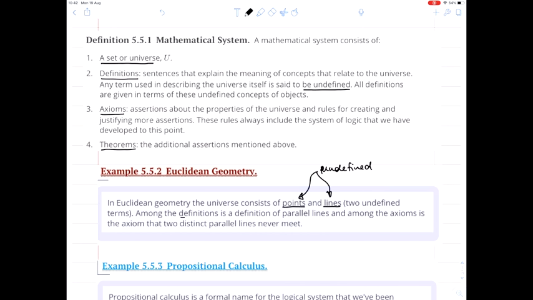And then you have some definitions, for example, the definition of parallel lines. And among the axioms is the axiom that two distinct parallel lines never meet. So taking together everything you know about Euclidean geometry, that's a mathematical system based on points and lines. Then you have further definitions, for example, parallel lines or perpendicular lines, and then you have axioms about those various definitions. For example, two distinct parallel lines never meet. And then you went on to create many more theorems, which you learned and could then use to prove more things.